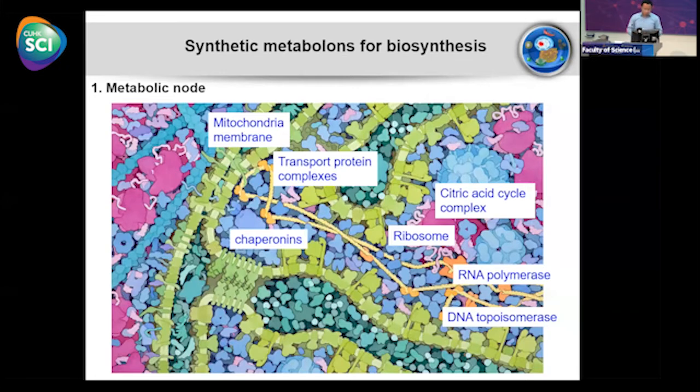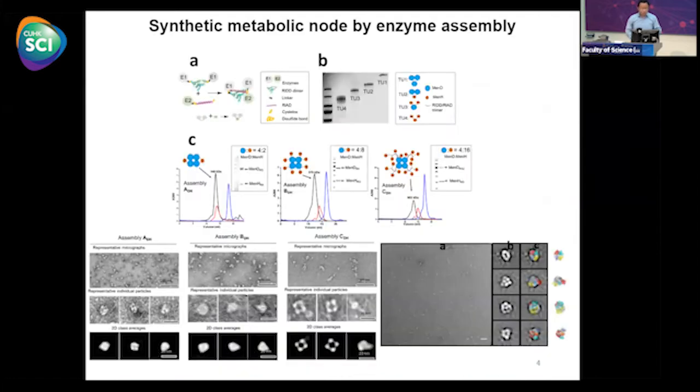Okay, so if we have a chance to open up a cell, for example, a prokaryotic cell, E. coli here, if we get a nanometer resolution eye, we will see the cell is full of protein complexes. As we have labeled, there are transport protein complexes. There are citric acid cycle complexes, as you can see here, the ribosome, the RNA polymerases, and so forth. There are many of these subcellular structures, they are the complexes of enzymes. They are altogether called the metabolons. Multi-enzyme complexes, they are called the metabolons. The question is how we can mimic them.